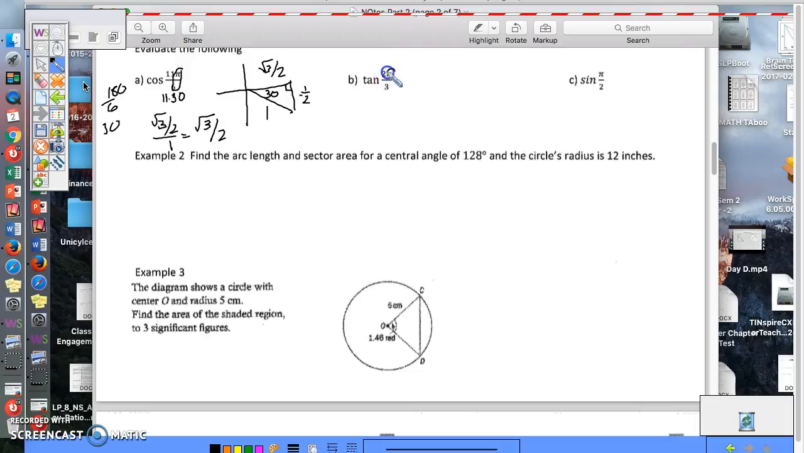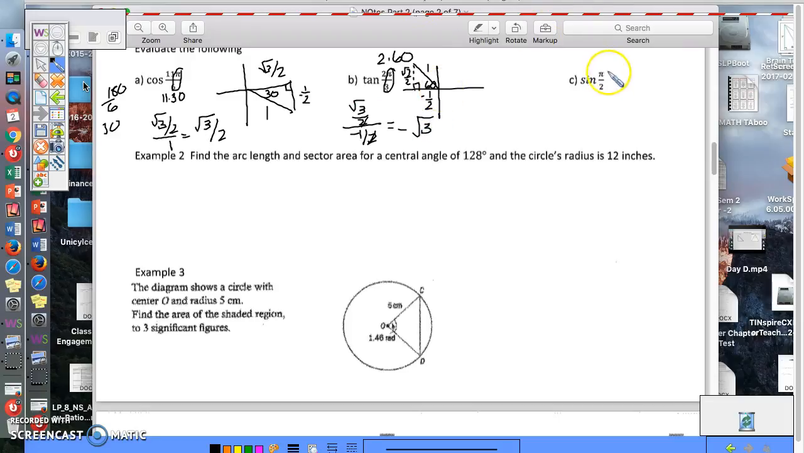So again, I always just circle this pi over 3. 180 over 3 is 60. So 2 times 60. So we have 120. So right here. Well, reference angle's got to be 60. So 1 half, root 3 over 2. So it would be negative half. Tangent, opposite over adjacent. So we have negative root 3.